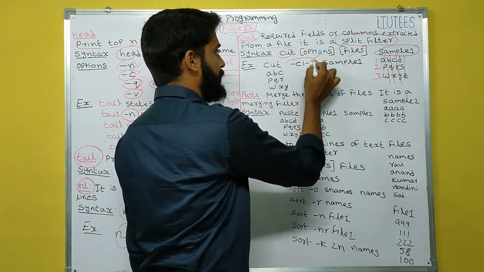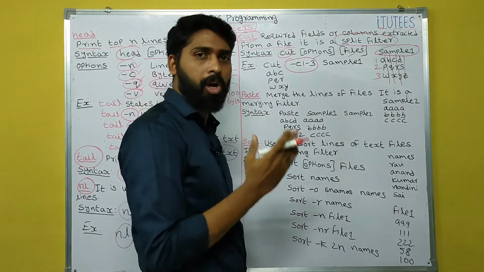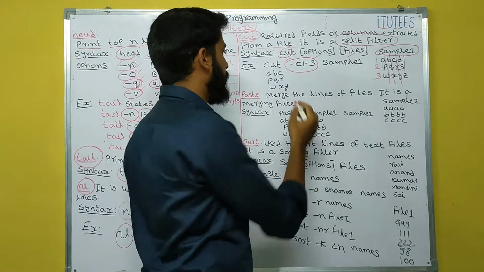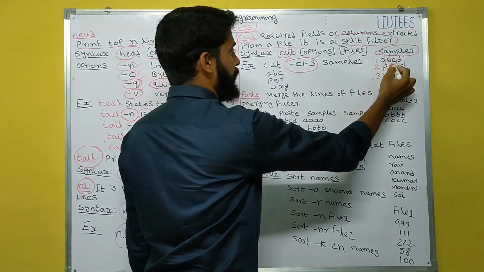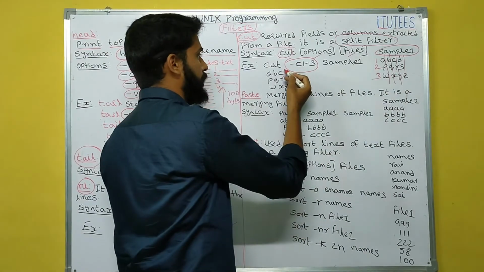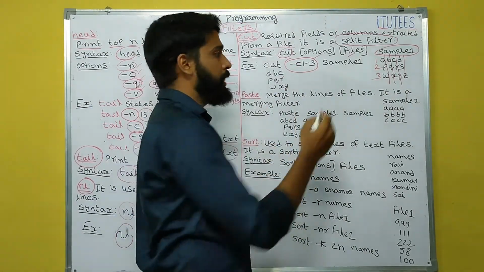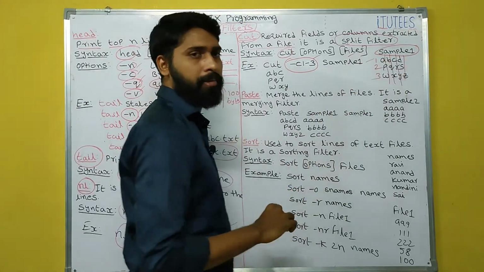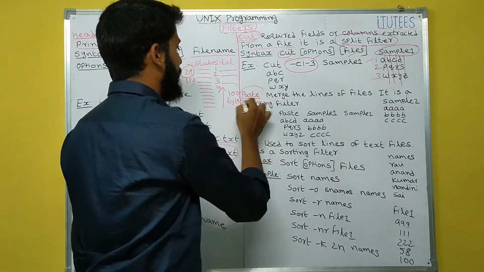Cut -c 1,2,3 means columns 1, 2, 3. That means it prints A, B, C, P, Q, R, W, X, Y. So cut -c 1,2,3 sample1. The file name is sample1. Okay. Next, the paste command.